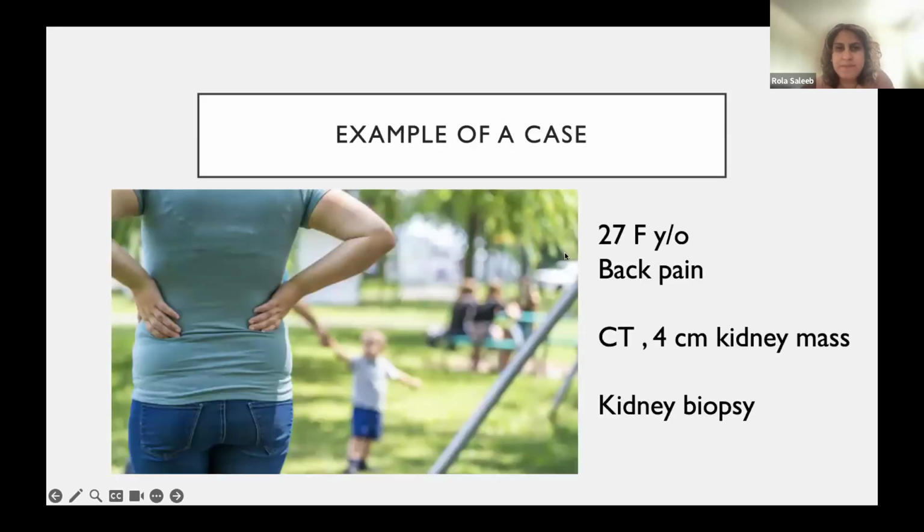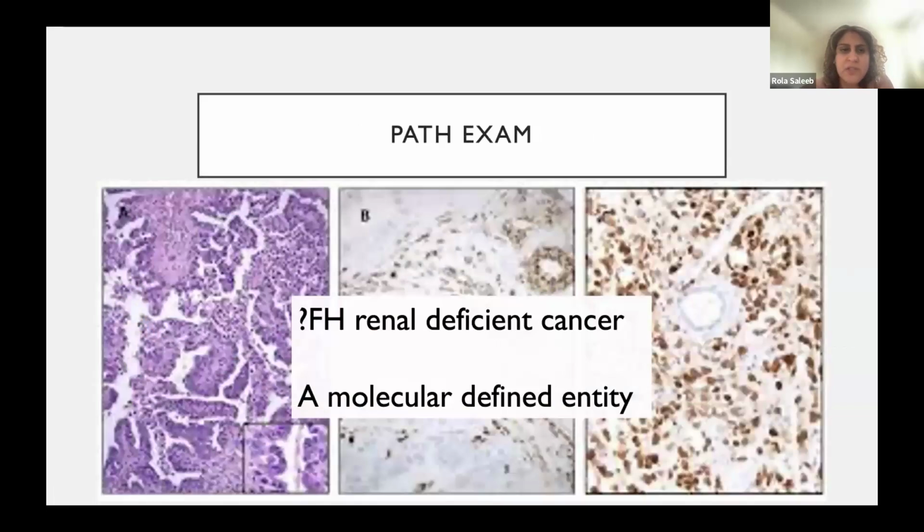So I would give an example of a case. It's a scenario that happens. It's not an actual patient, but an actual scenario that happens commonly in kidney cancer, for instance. So our patient's scenario is a 27-year-old female. She started to develop back pain and then had CT imaging, and they found that she had a 4-centimeter kidney mass. And then that mass was biopsied, and we received the biopsy in pathology. And it looked as such under the microscope.